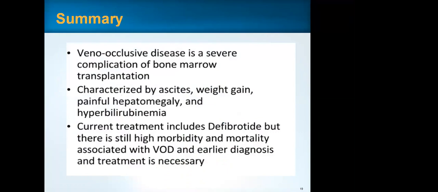The summary of VOD or SOS: veno-occlusive disease is a severe complication of bone marrow transplantation, characterized by ascites, weight gain, painful hepatomegaly, and hyperbilirubinemia. Current treatment includes defibrotide, but there is still high morbidity and mortality associated with VOD, and earlier diagnosis and treatment is very necessary. So again here, the nurses' close observation of weight and abdomen, and very proper documentation, will help to diagnose this problem early.